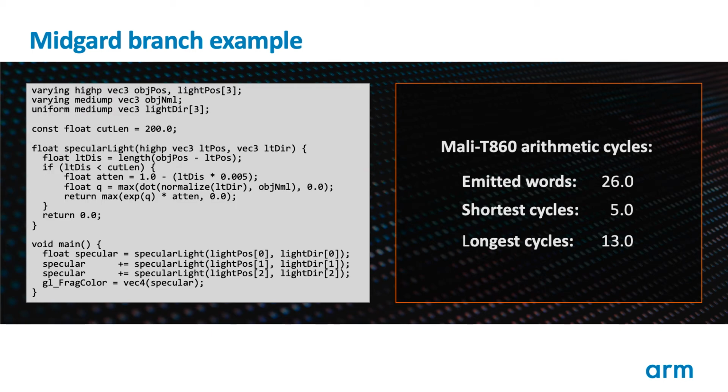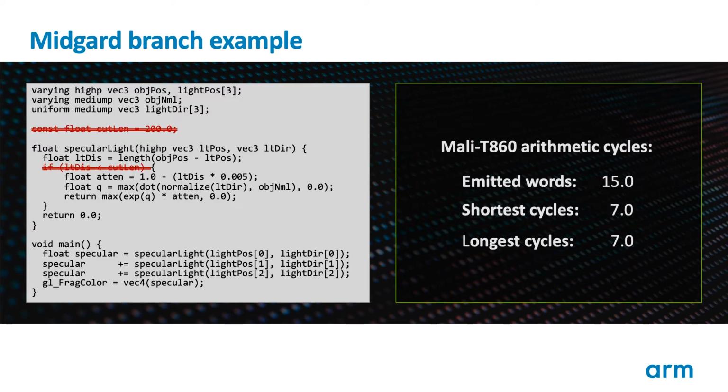Here, we can see an old-school specular light shader, accumulating the light contribution from 3 light sources. This shader tried to be clever, skipping the light calculation for light sources which are too far from the current fragment. For a Mali T860 GPU, which has a SIMD instruction set, this shader has a 5-cycle cost if all lights are skipped, and a 13-cycle cost if no lights are skipped.